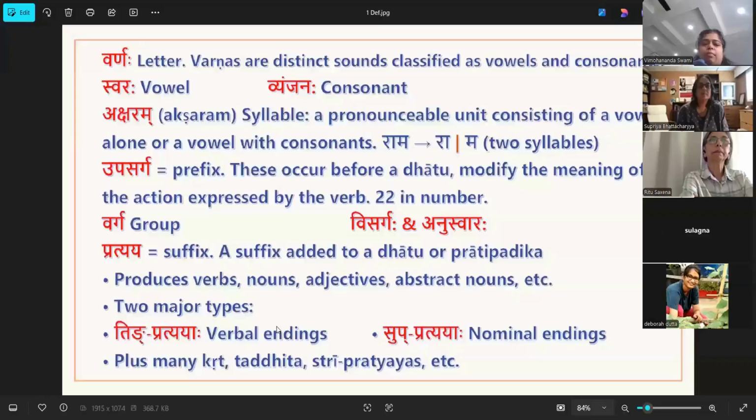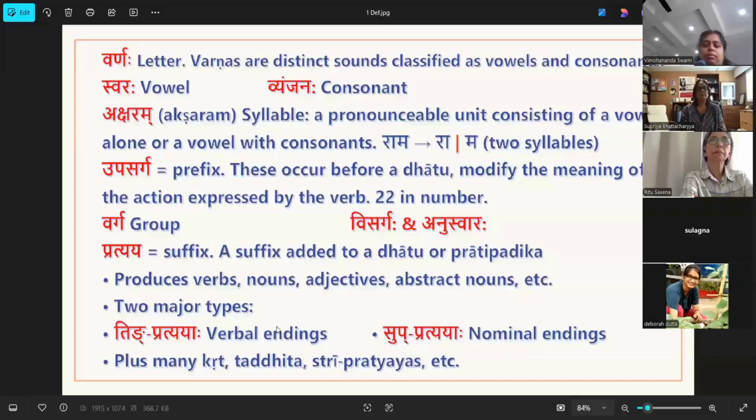Upasarga, prefix: these occur before a dhatu and modify the meaning of the action expressed by the verb. So they will be put before and they will modify the meaning. We have discussed all these in detail. Varga means group: ka, kha, ga is the ka varga. And visarga and anuswara, of course, I don't need to tell again.